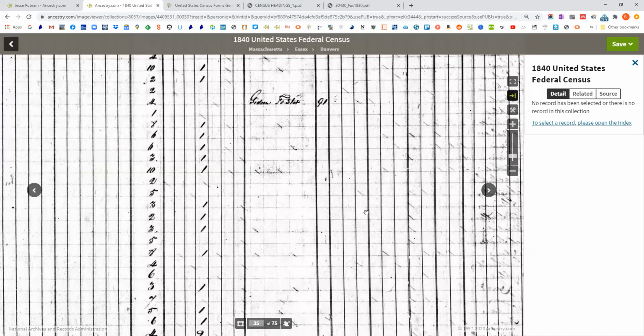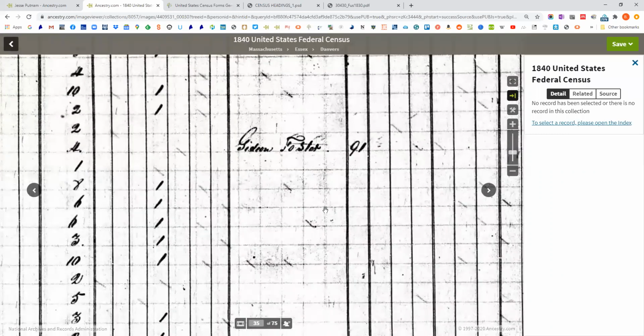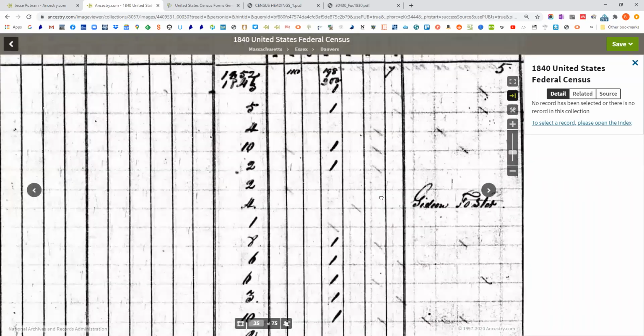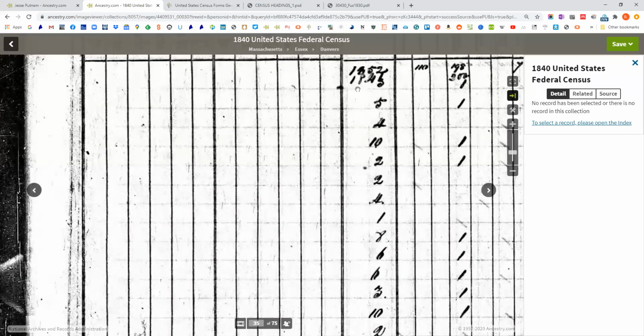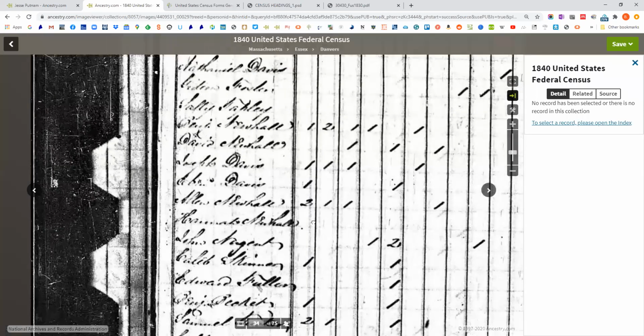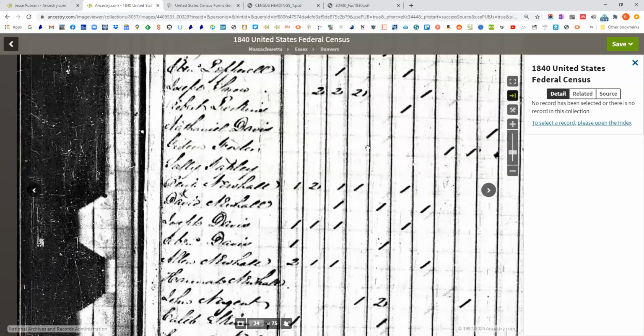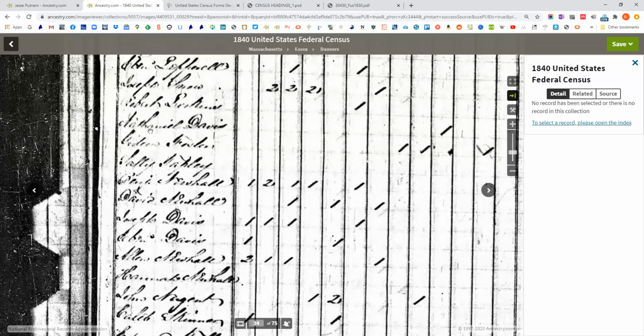So here's one, here's a Gideon Foster, age 91. And he's in a household with 4 people. Let's see, 1, 2, 3, 4, 5, 6, line 7. And he's the head of the household. But at 91, he could well have been in a son or a daughter's household and be listed there and not listed as the head of the household. Does that make sense why it's worth checking that?